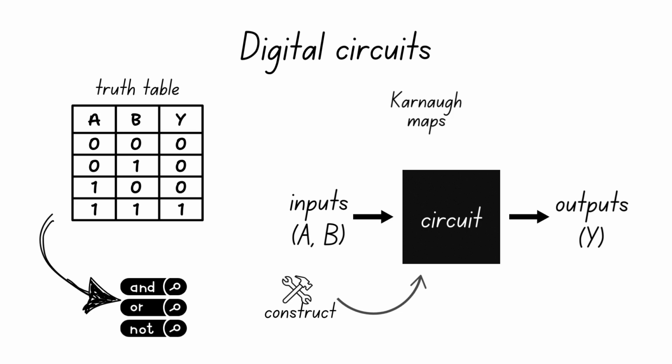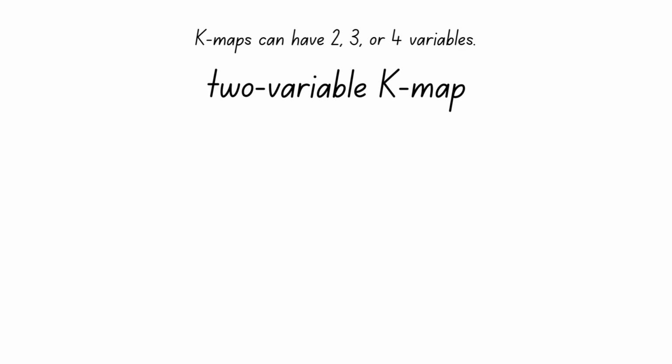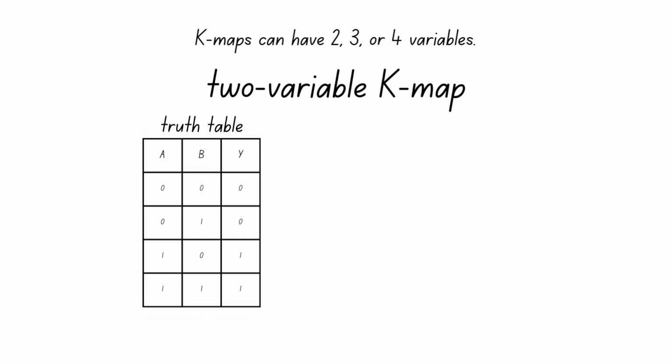This will be useful when we create our adder for the 8-bit computer. K-maps can have 2, 3, or 4 variables. Let's start with a 2-variable K-map. Imagine you are given this truth table, and you are asked to draw the corresponding logic circuit. You will have to construct a K-map to obtain that circuit.